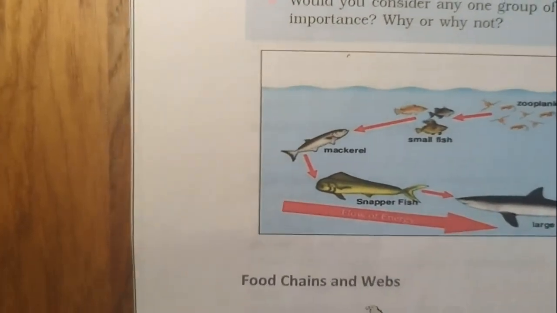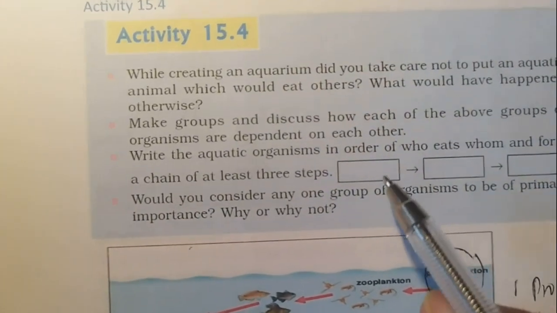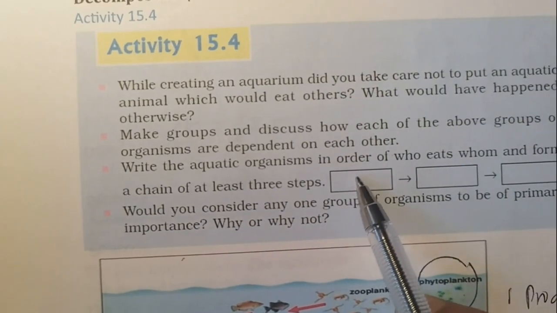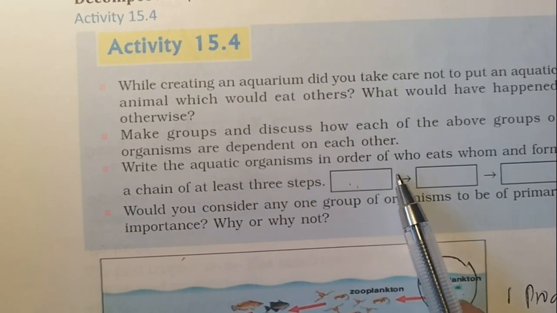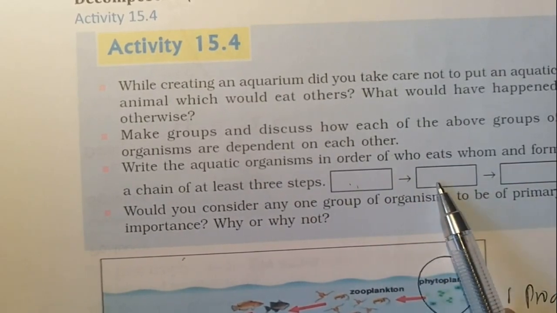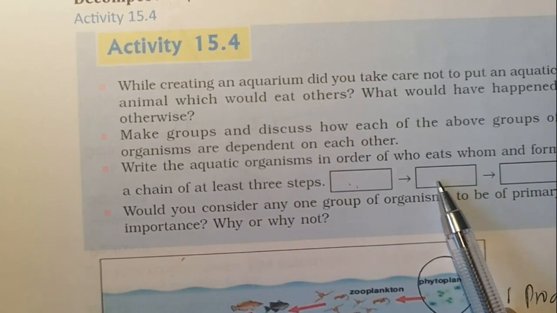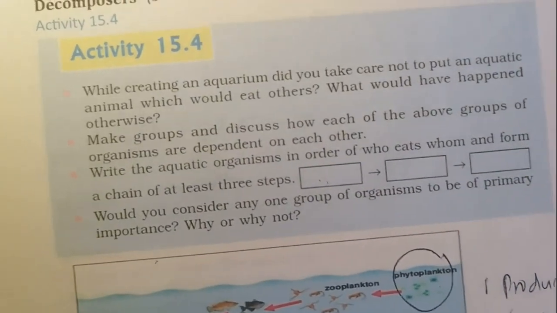So let's move on now. Before we move, let me make this more simple. The first step of the aquatic organism, who eats whom, will be plant. Second will be small insect or larva, and third will be fish, just to make it simple.